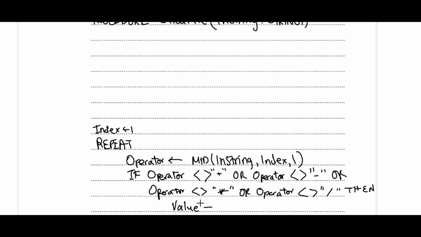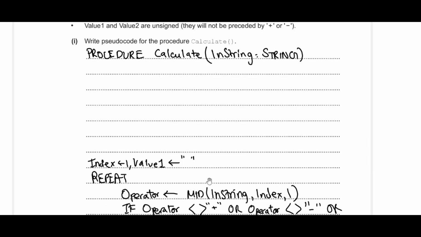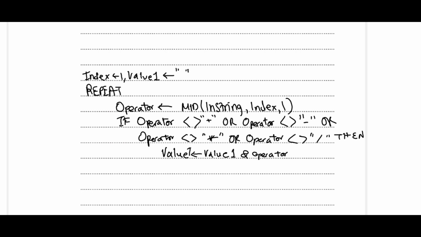I want to write value 1 is going to be assigned value 1 and operator. Initially, I want to write value 1 as a value of, oh, sorry, not a 0. This is going to be a string, so an empty string. Do we have space in the next page? Oh, yes, we do have space in the next page. But I think we're going to be continuing the code in this page, just so it's easy for us.